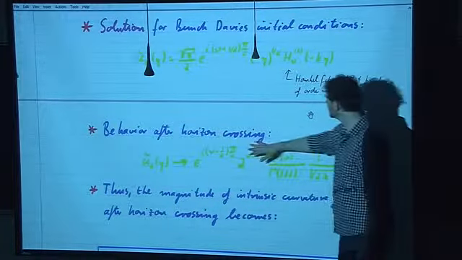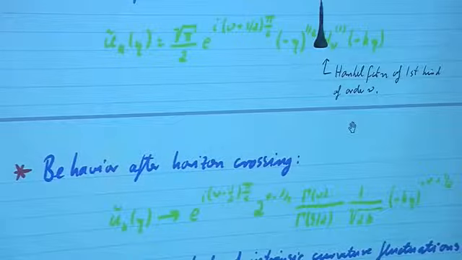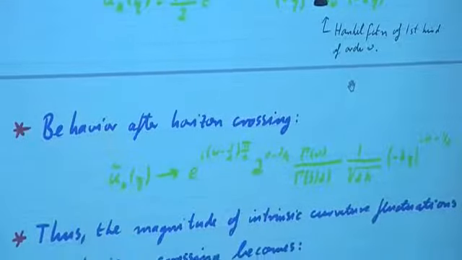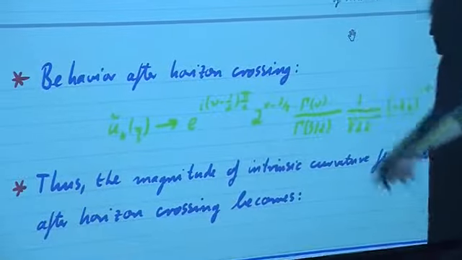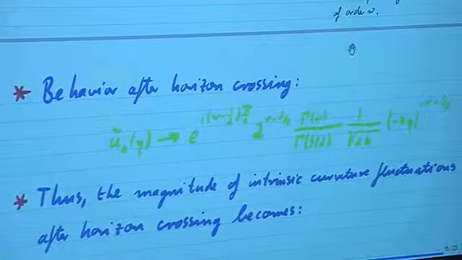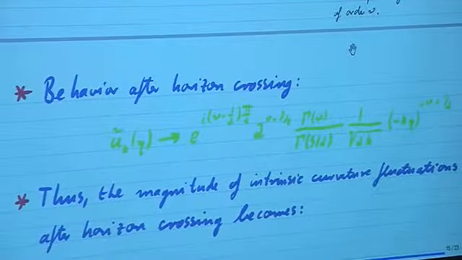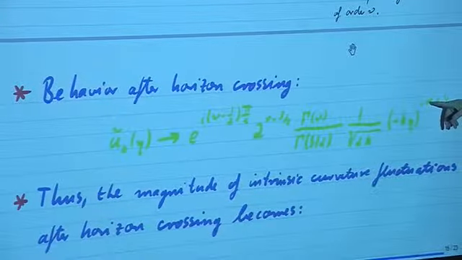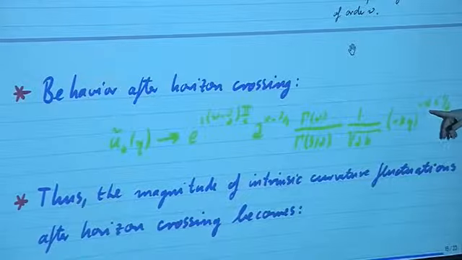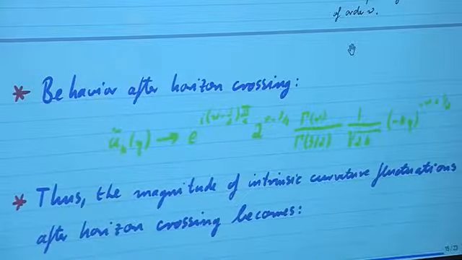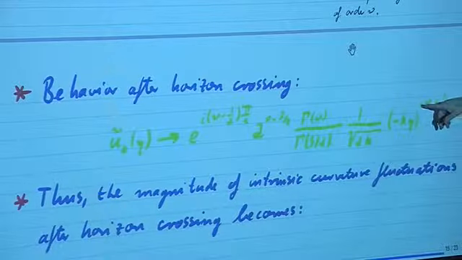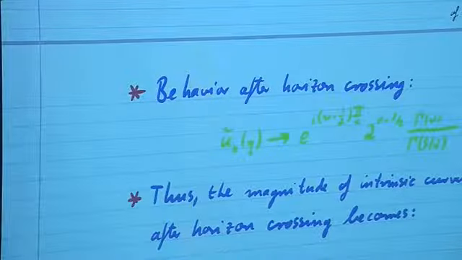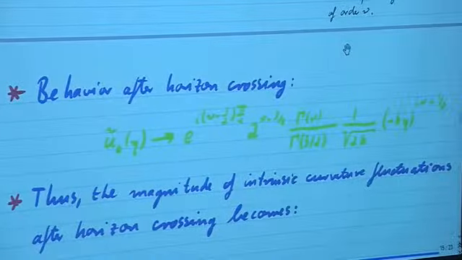After horizon crossing, the behavior of this Hankel function is such that this is what you get. So this is just carried forward factors, and then we get constants to do with the gamma function, and then this overall behavior here, where nu, remember, would be 3/2 if it were de Sitter, but it's not quite 3/2 because epsilon is not quite 0. So in other words, if this were 3/2, then it was minus 3/2 plus 1/2, so it's minus 1. So it's not quite minus 1 in the case of power law.